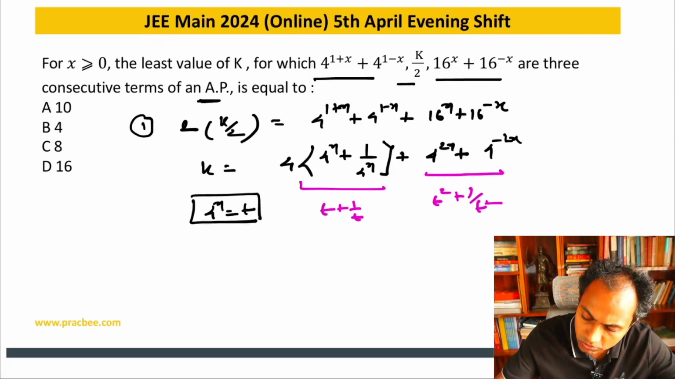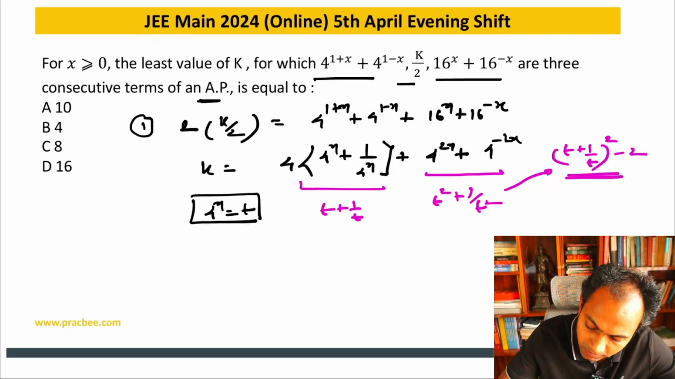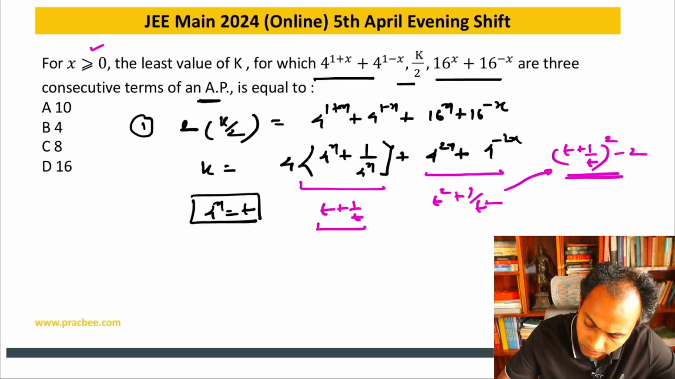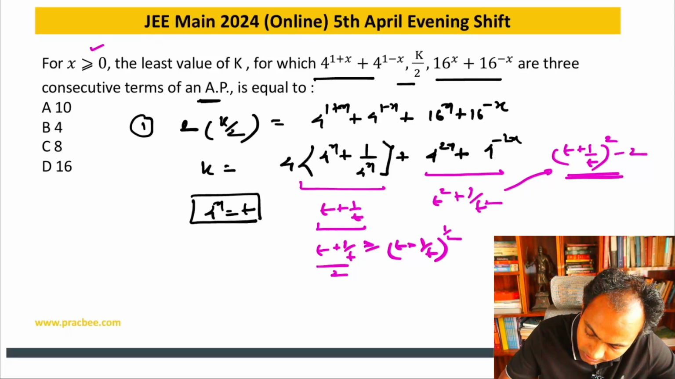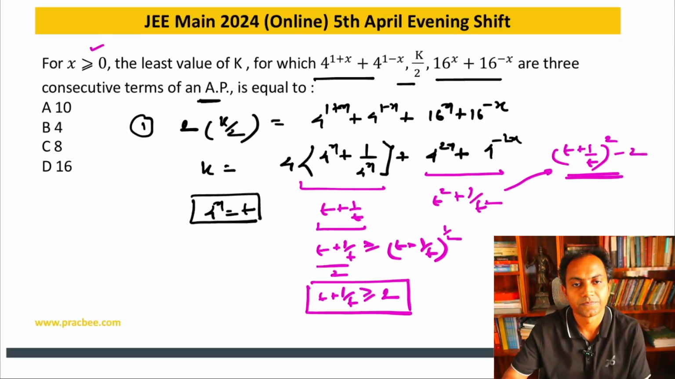The benefit of doing so is that t square plus 1 by t square can in turn be written as t plus 1 by t whole square minus 2. Also, we should remember that t plus 1 by t, since the value of x is greater than or equal to 0 and these are positive, from AM greater than or equal to GM, t plus 1 by t will always be greater than or equal to t into 1 by t raised to the power 1 by 2. So you can see that t plus 1 by t is always greater than or equal to 2. This will eventually become very important.